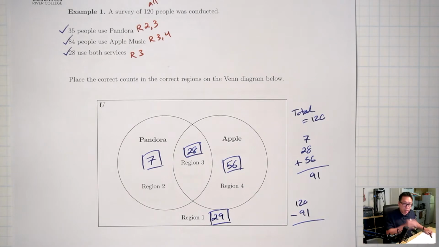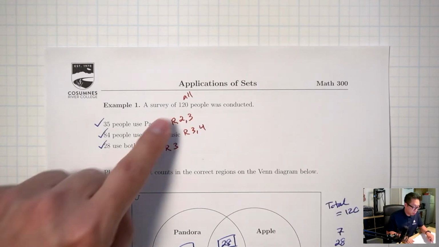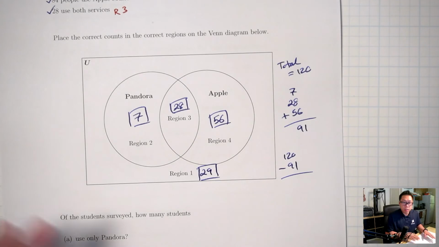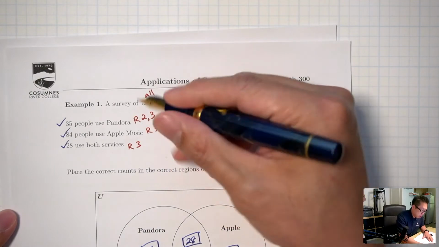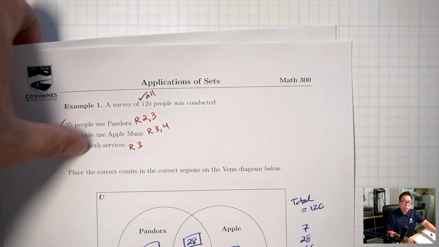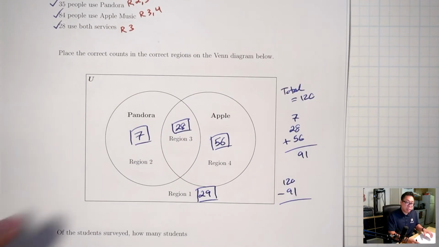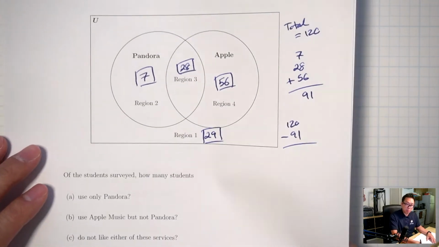And let's double check, add up all four numbers and make sure it adds up to the correct total, 120. 7 plus 28 plus 56 plus 29. Okay, we do get 120 like I wanted, so that's good. Now, once we have all the numbers in the regions, we can now answer the questions.